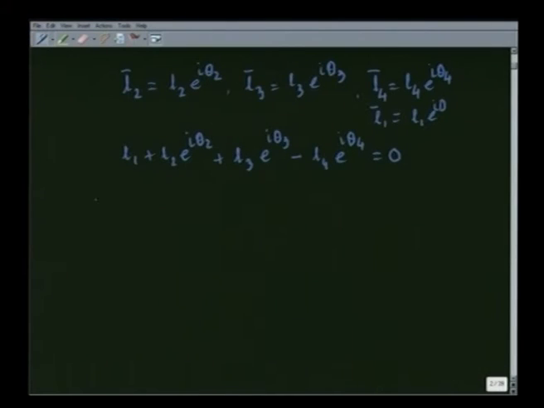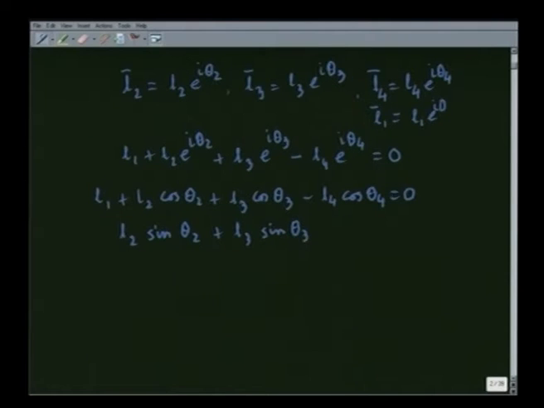As a result, we get L1 plus L2 cosine theta 2 plus L3 cosine theta 3 minus L4 cosine theta 4 is 0, and adding the imaginary parts, that is the sine components, we get L2 sin theta 2 plus L3 sin theta 3 minus L4 sin theta 4 is equal to 0.